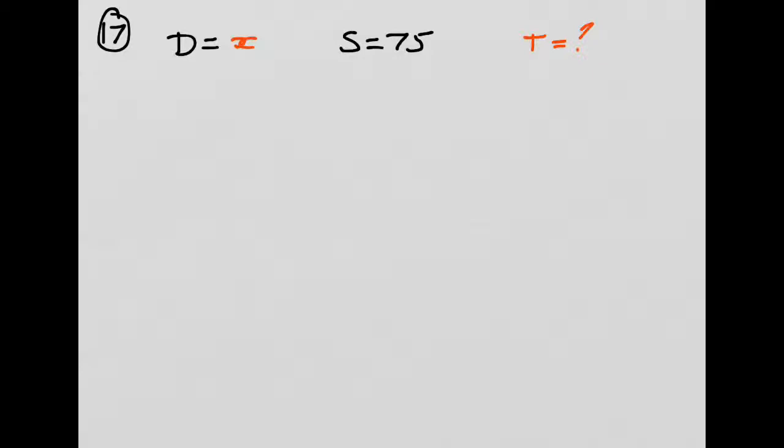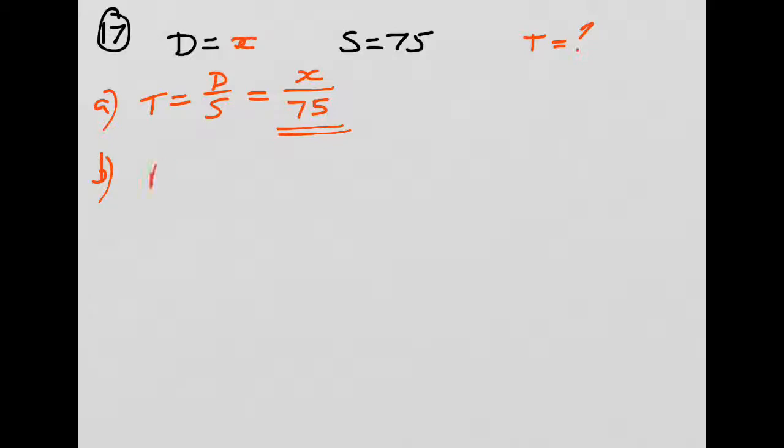And lastly, question 17. First part of the question says, find the time taken. We know the formula for time. It's distance divided by speed. So what distance are you travelling? x. What speed are you doing? 75. So the first part of the question is nice and simple. x divided by 75.